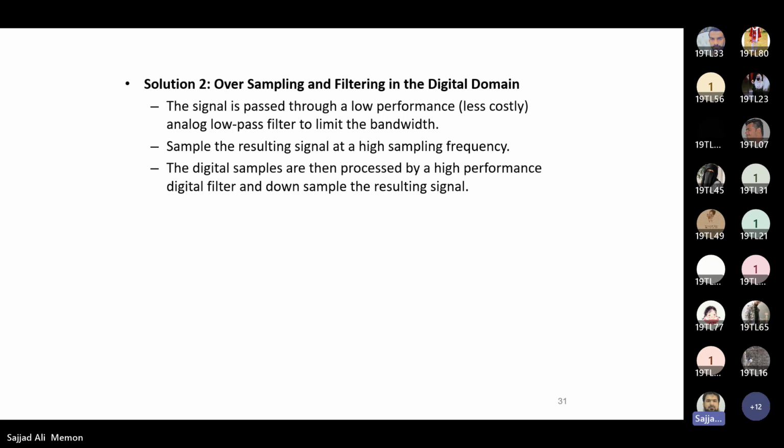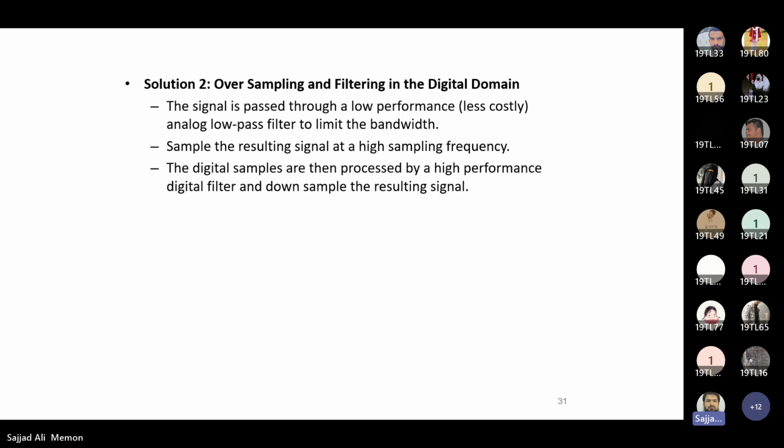Means the analog signal will pass through this filter that may be set at 4 kilohertz. So you might have actual frequencies passing through up to 4.2 or 4.3, due to the non-ideal nature of the low pass filter. Then sample the resulting signal at a high sampling frequency. The reason is that in the first step we chose a low performance, less costly analog low pass filter, which might let a few extra frequencies through.